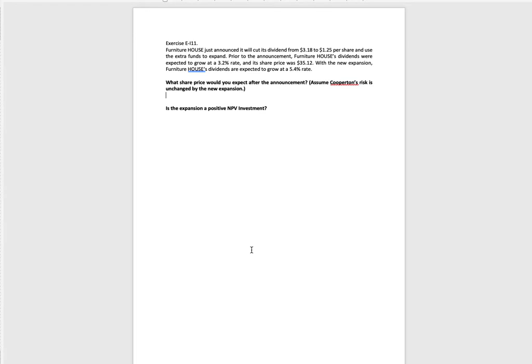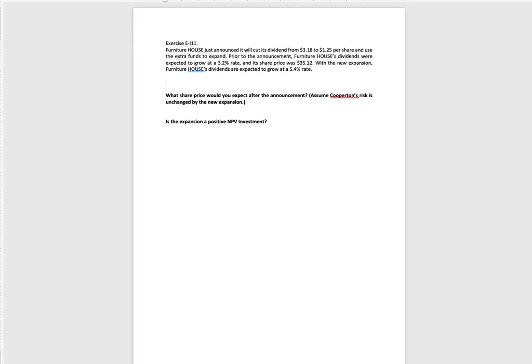This exercise is about how to apply the dividend discount model. We have some information in the exercise text, and I want to write these down.